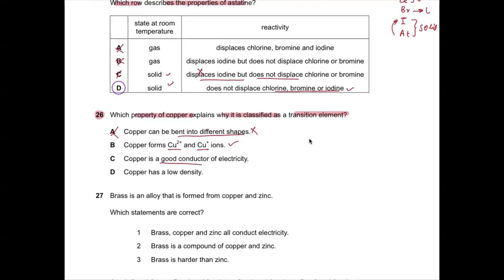Okay. Copper is a good conductor of electricity. It is the property of all the metals. Copper has a low density. No, copper has a high density. So D is wrong, and we are left with only option B. So B is the correct answer.